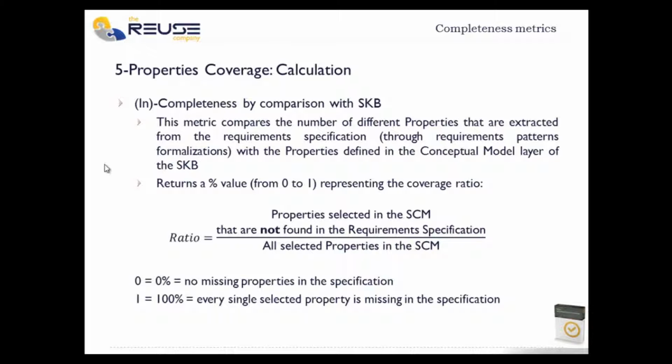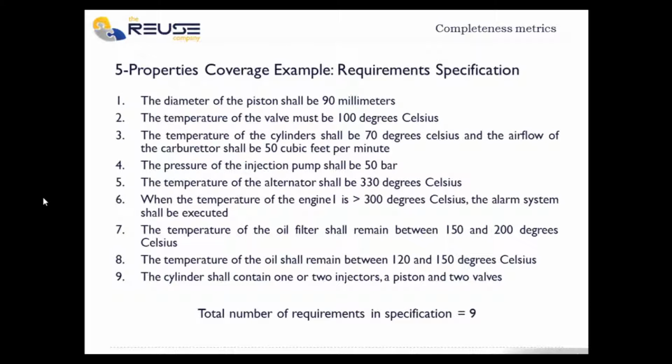It means 0 means that nothing is missing in the specification, or in other words, that every single property selected in the system conceptual model has been found in the requirement specification. On the other hand, a value of 1 means that everything represented in the system conceptual model is missing in the requirement specification. Let's take a look at a brief sample scenario.